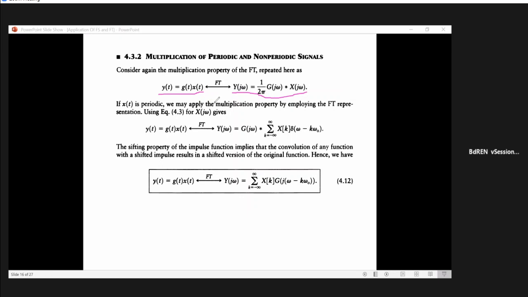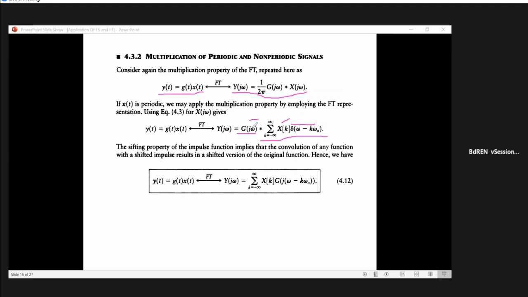If any one of these signals g(t) or x(t) is periodic, then the corresponding Fourier transform will be a series of impulses. In this case, your signal x(t) is considered periodic, so this is its Fourier transform. Now you know that X_k is a scaling factor, and these are the impulses shifted on the omega axis at integer multiples of the fundamental frequency, k omega 0. So when we convolve a function of omega with these impulses, what will happen? This function will be shifted to the location of the impulses.